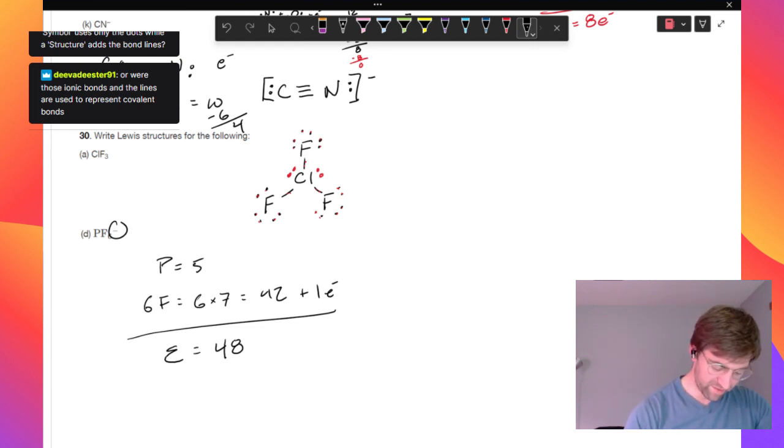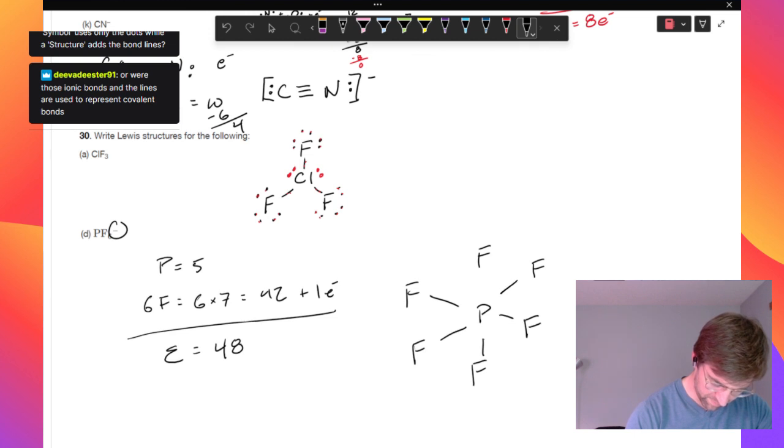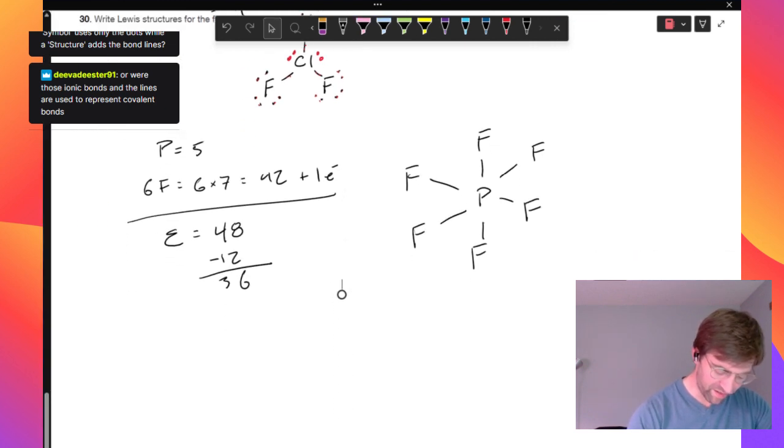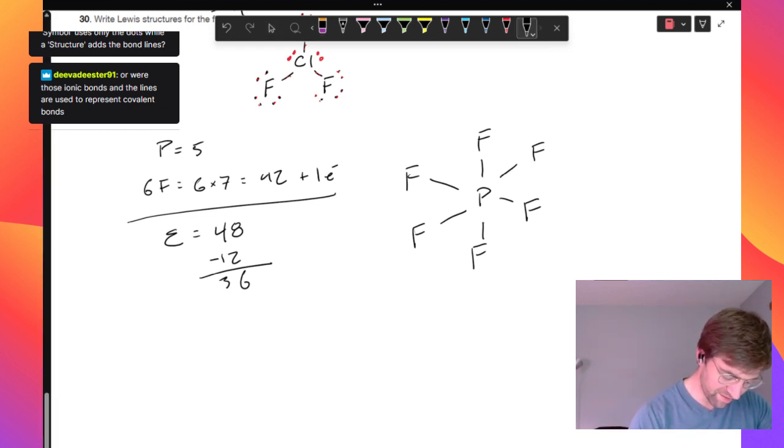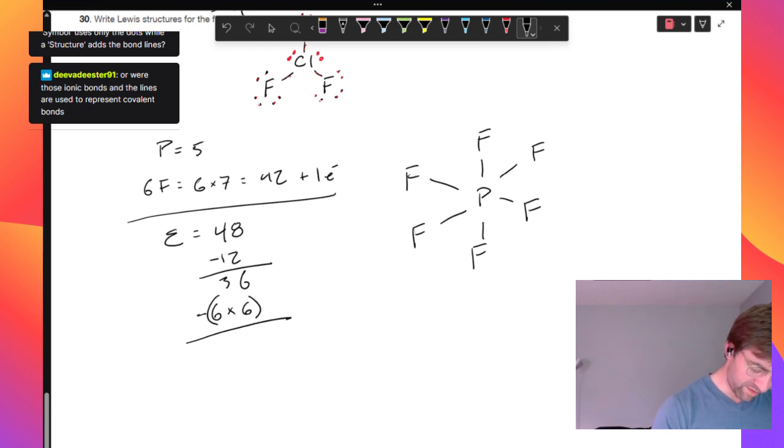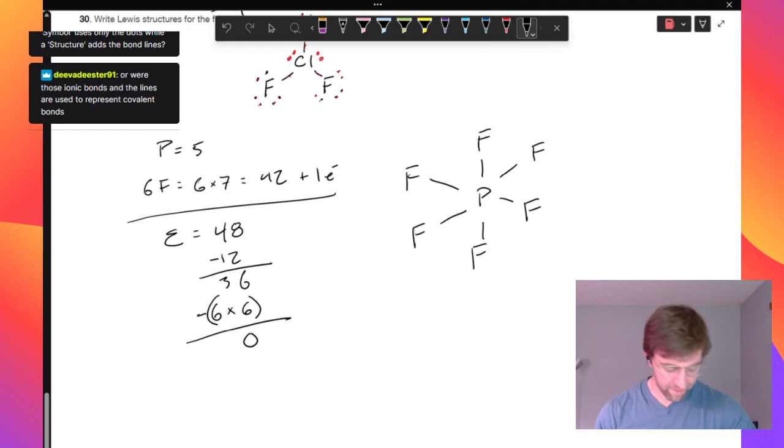It is important to know that phosphorus can handle having all of these electrons around it. 1, 2, 3, 4, 5, 6. Just got to know that. So 2, 4, 6, 8, 10, 12 are accounted for through bonding. So we have 36 left. And each of those fluorines started with 7 valence electrons. 1 from each is accounted for in the bonding. And so we need to subtract 6 times the remaining 6 electrons, which is 36, which is 0.